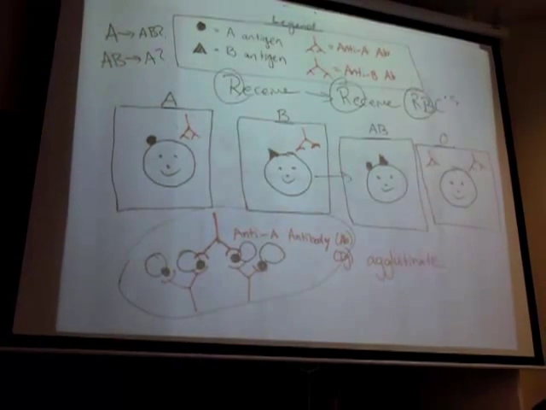So what I want you guys to think about are two. Can you go from A to AB, discuss this with each other, and can you go from AB to A? So can A donate to AB, and can AB donate to A? I want you guys to discuss it, and I'm going to ask you here in a moment.